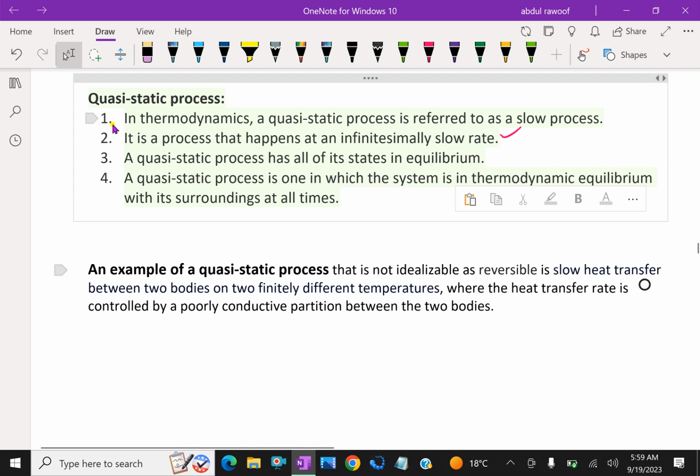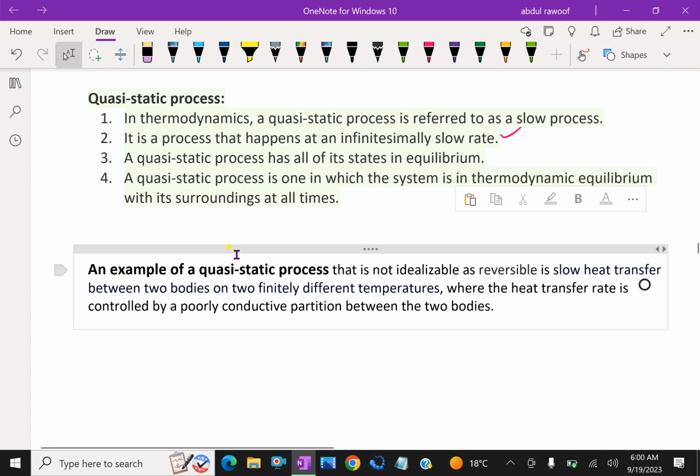Quasi-static process: first, it is a slow process; second, it happens at an infinitesimally slow rate. A quasi-static process has all of its states in equilibrium. A quasi-static process is one in which the system is in thermodynamic equilibrium with its surroundings at all times.